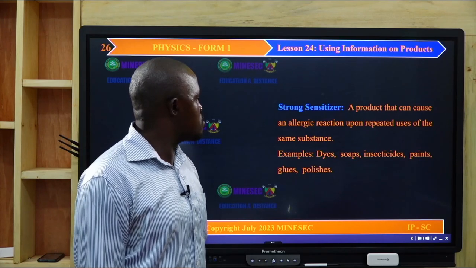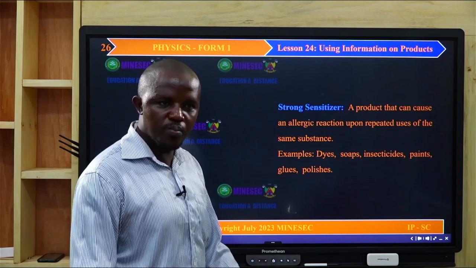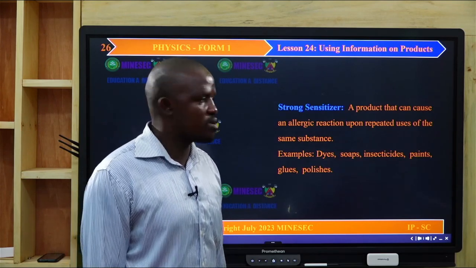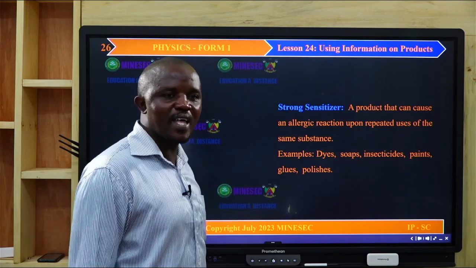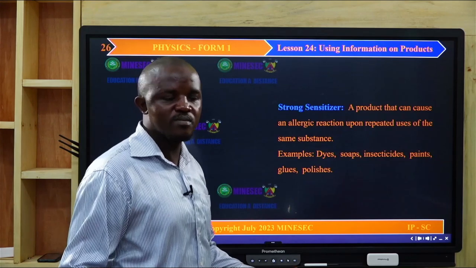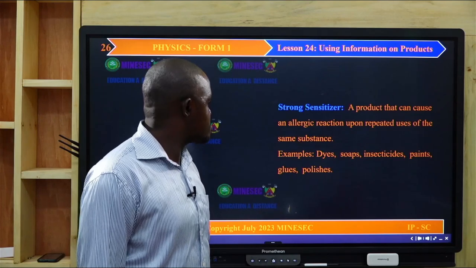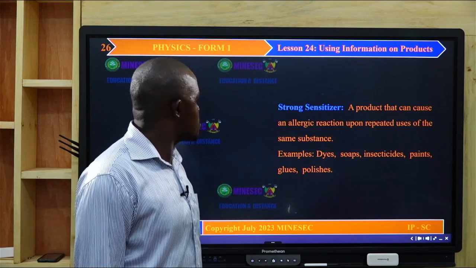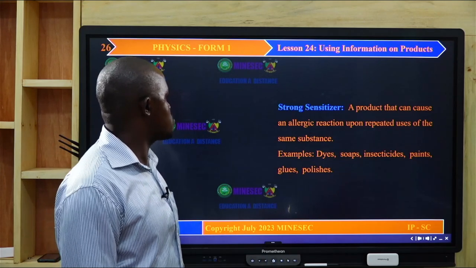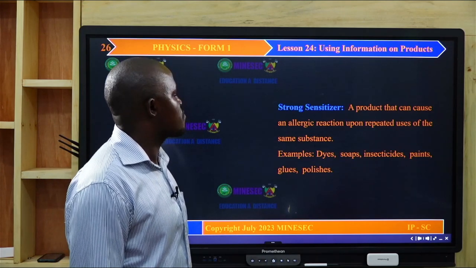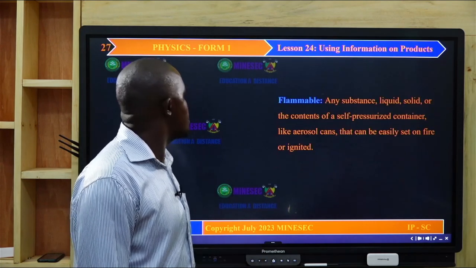Other examples include soaps. You might use a soap and feel okay, but yet notice that a friend will use the same soap and start having maybe some rashes on his or her body. Insecticides, paints, glues, polishes, are examples of products considered as strong sensitizers, and they qualify as hazardous household products.